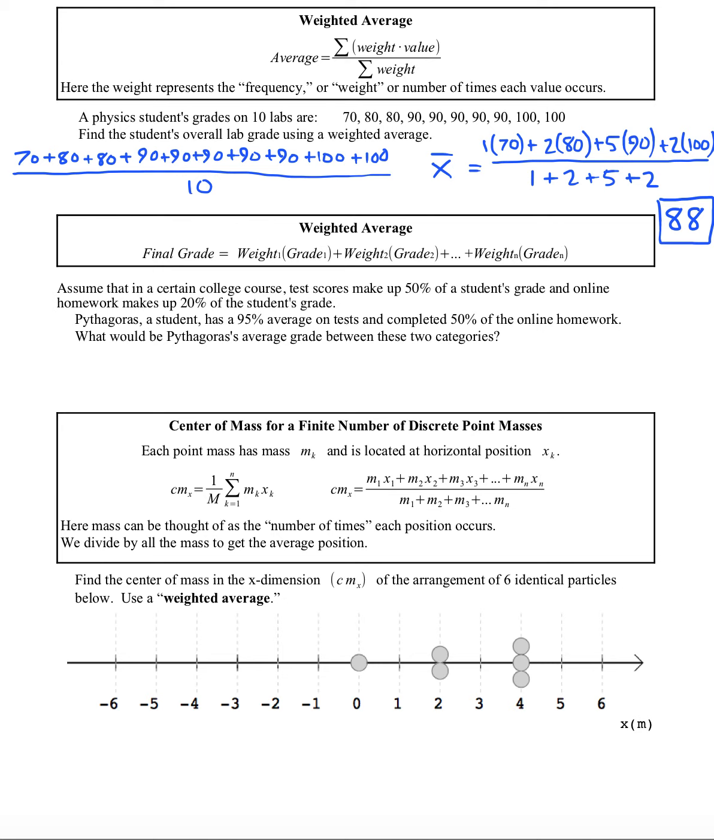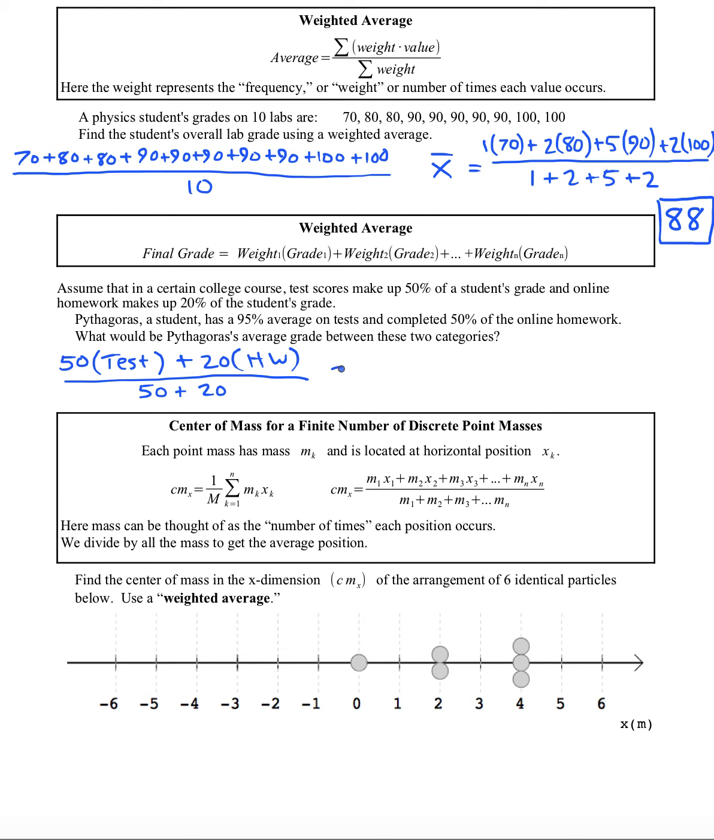So a percent is out of 100. And one of the things we could do is say that there will be 50 parts of a test average, and the grade is made up of 20 parts homework. And then we would divide by 50 plus 20. That'd be an easy way to do it.